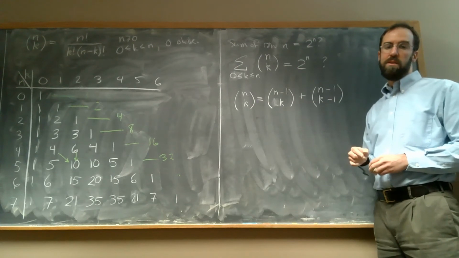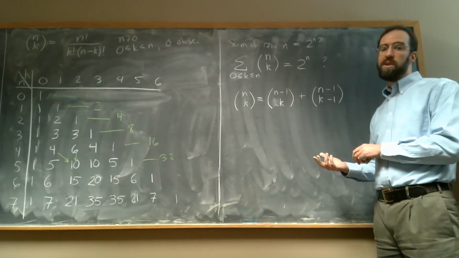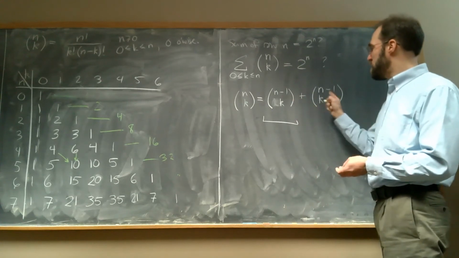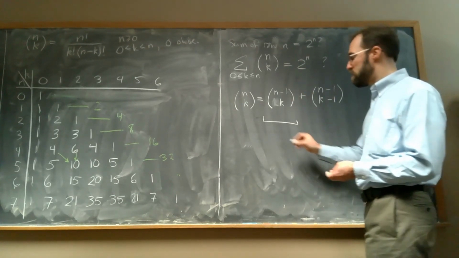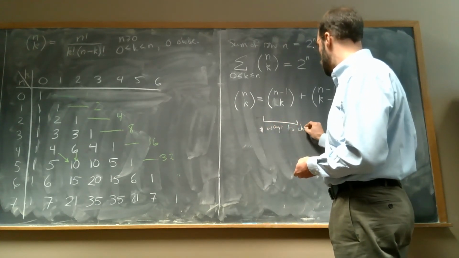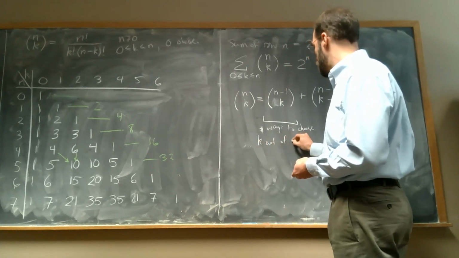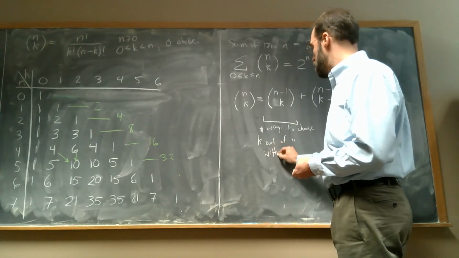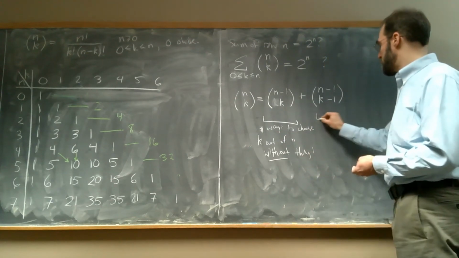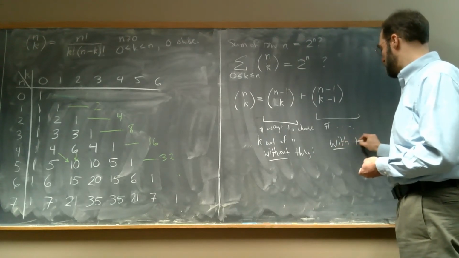So by the sum rule, the number of ways to choose k things out of n is the number of ways to choose k out of n where we don't choose thing 1, plus the number of ways to choose k out of n where we do choose thing 1. I'll argue in a minute why these are the right values. So this is the number of ways to choose k out of n without thing 1. And this is the number of ways with thing 1.